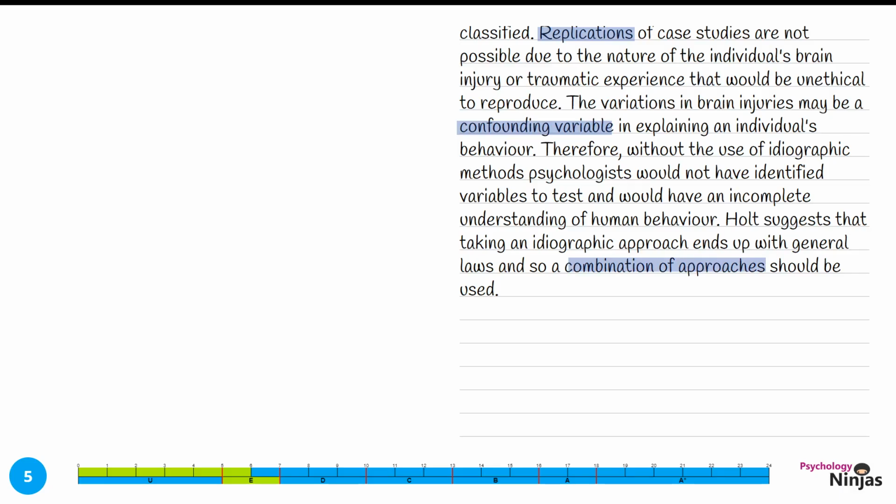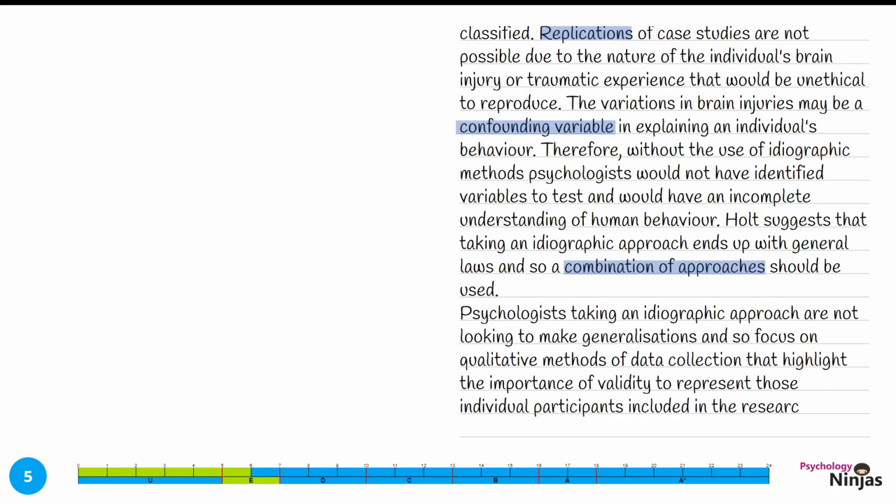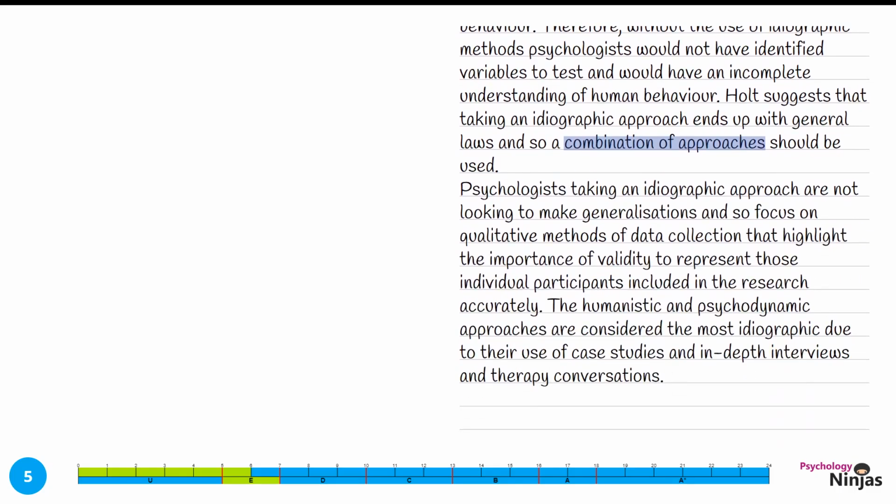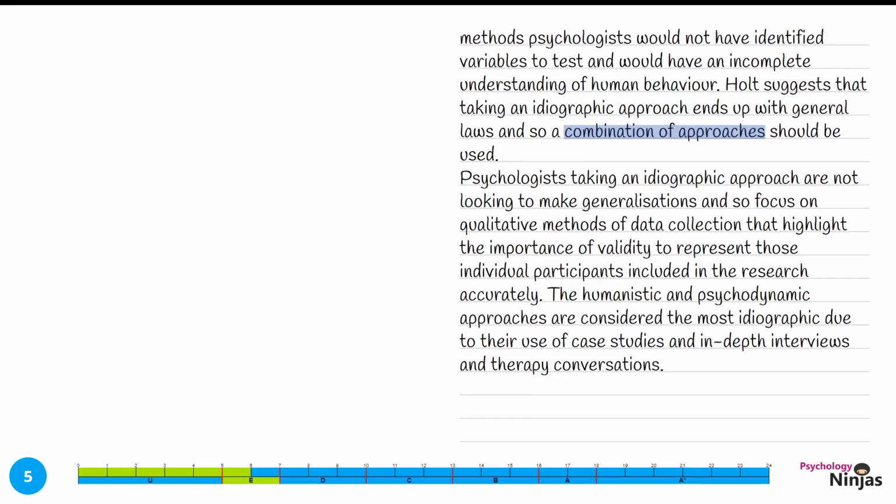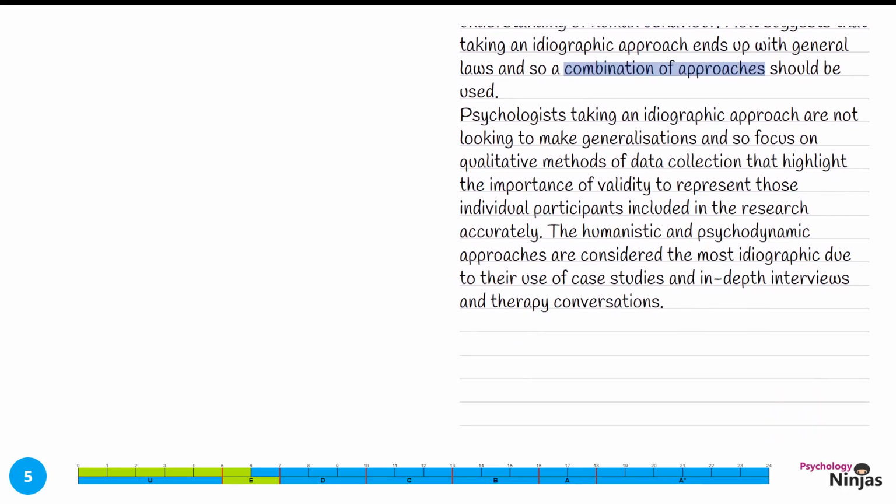Firstly, by using idiographic approaches to identify the variables that then can be tested on a larger scale. We're going to return back to the idiographic approach, explaining in more detail how this is used to research particular behaviours. Psychologists taking an idiographic approach are not looking to make generalisations, and so focus on qualitative methods of data collection that highlight the importance of validity to represent those individual participants included in the research accurately.